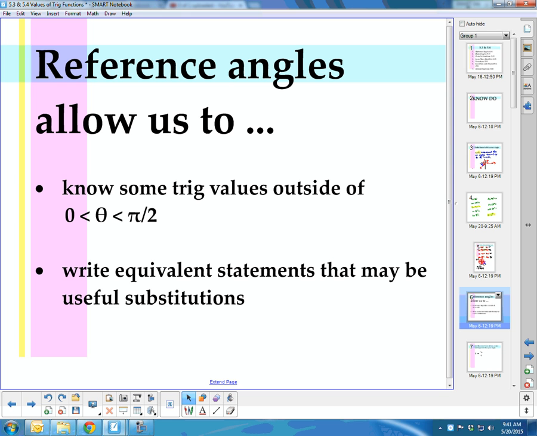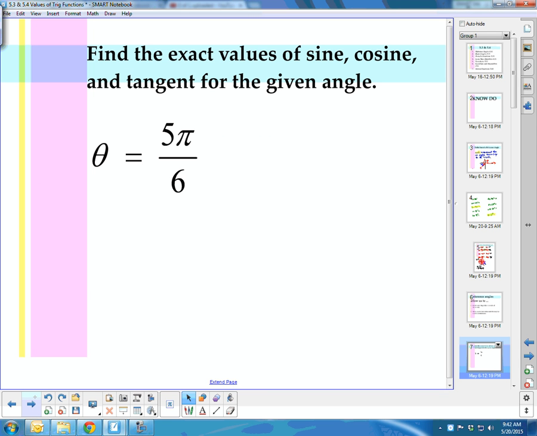So we are going to now use reference angles in conjunction with our circular definition. So sine of theta equals y over r, cosine of theta equals x over r, and tangent of theta equals y over x. For example, find the exact values of sine, cosine, and tangent for the given angle.